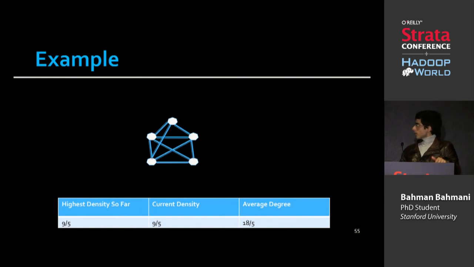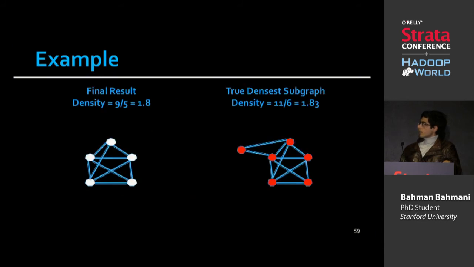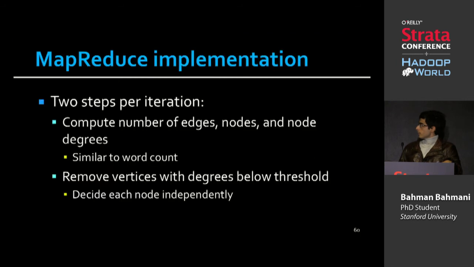And the average degree is 18 over 5, so we remove any nodes with degree less than that average degree. Those are these two nodes. We do the same thing here, and we remove everything. And the final result, the densest subgraph that we saw along the way while we were doing these removals, was this subgraph, and it has a density of 9 over 5 or 1.8. And we saw before that the true densest subgraph was this subgraph, and it has a density of 11 over 6. So this is 1.8, this is 1.83. So it's pretty close. So we removed this node, and we shouldn't have. But it's not a big deal.